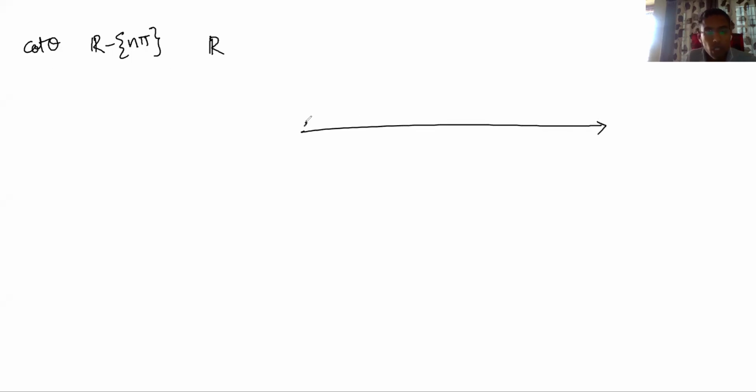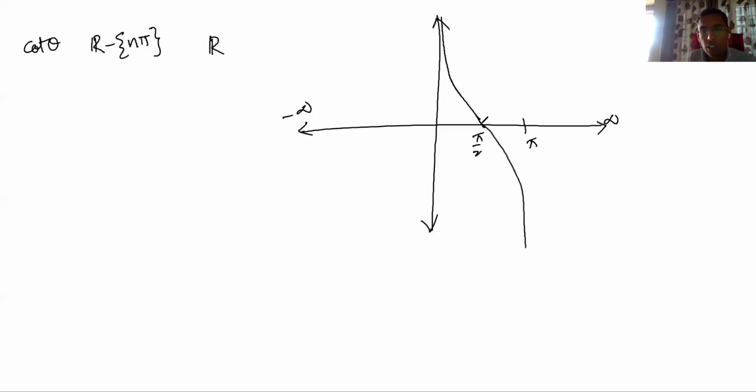So here, minus pi to pi. For 0 it is not defined. For pi by 2 it is going to be 0. For pi, in the second quadrant it's negative, like this you are going to get.